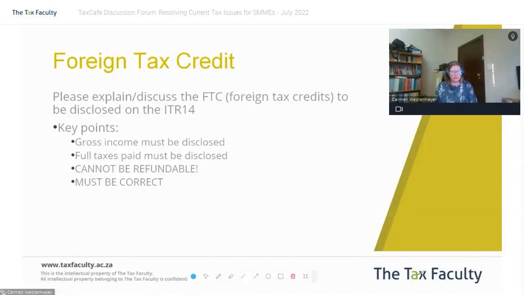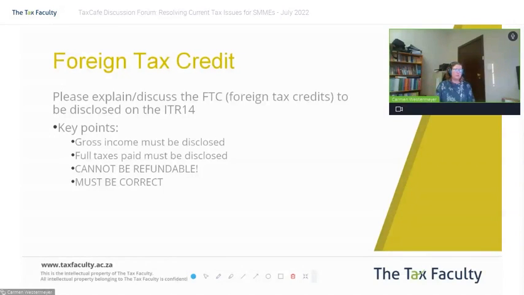Foreign tax credits. The question I got on foreign tax credits was fairly generic, and it just asked, please explain or discuss the foreign tax credits that should be disclosed on the IT14. Now, I could literally do a full day seminar on foreign tax credits and still not be entirely done. That's obviously beyond the scope of today's session.